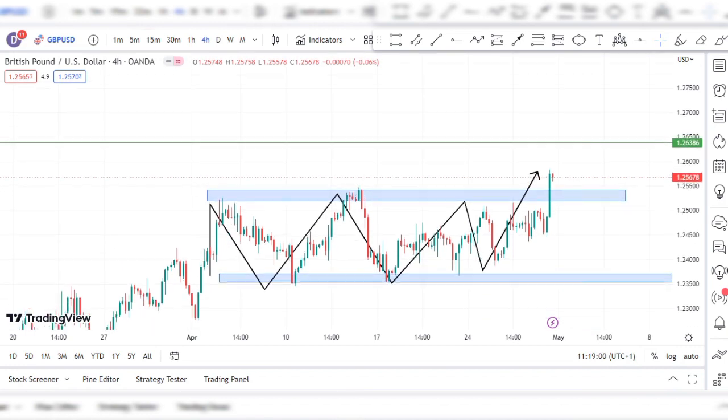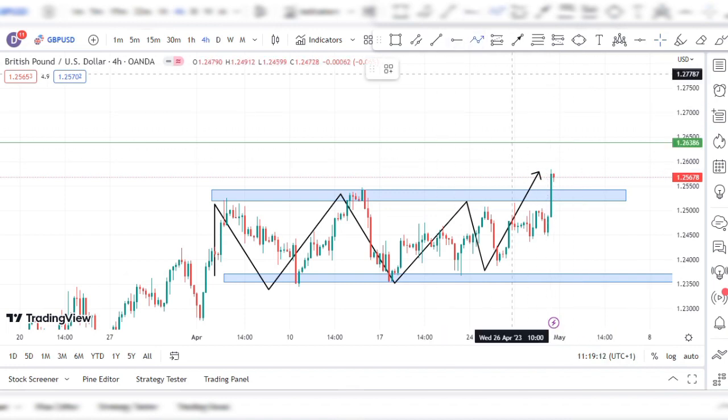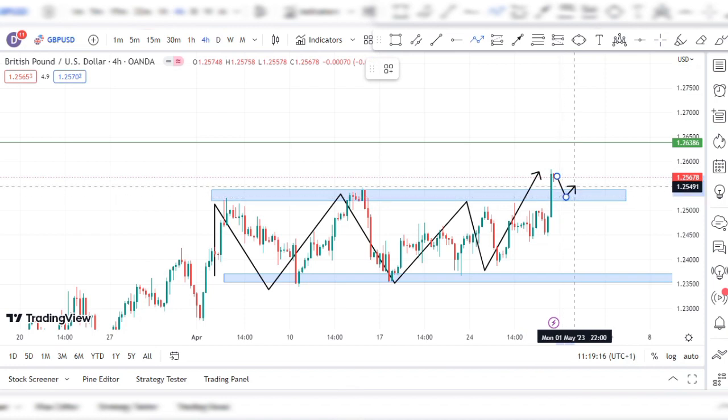So one of two things, although the area that we are targeting here is quite a small area, I am expecting price to continue to that upside. So one of two things can happen. One, price coming back down into this area to retest it, giving us a bullish pattern and then continuing to the upside, or price just continues to the upside.